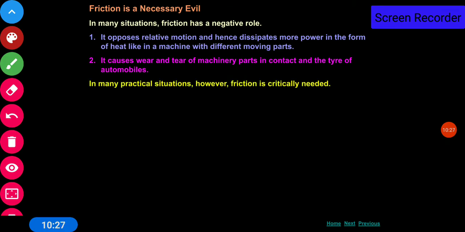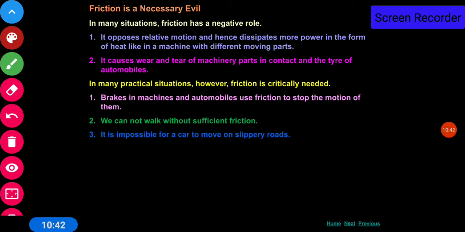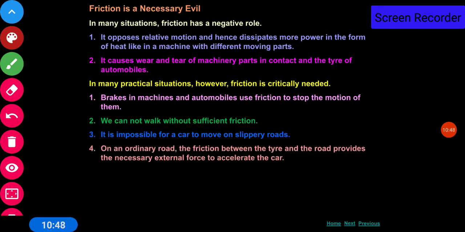In many practical situations, however, friction is critically needed. Brakes in machines and automobiles use friction to stop their motion. We cannot walk without sufficient friction. It is impossible for a car to move on slippery roads. On an ordinary road, the friction between the tire and the road provides the necessary external force to accelerate the car.